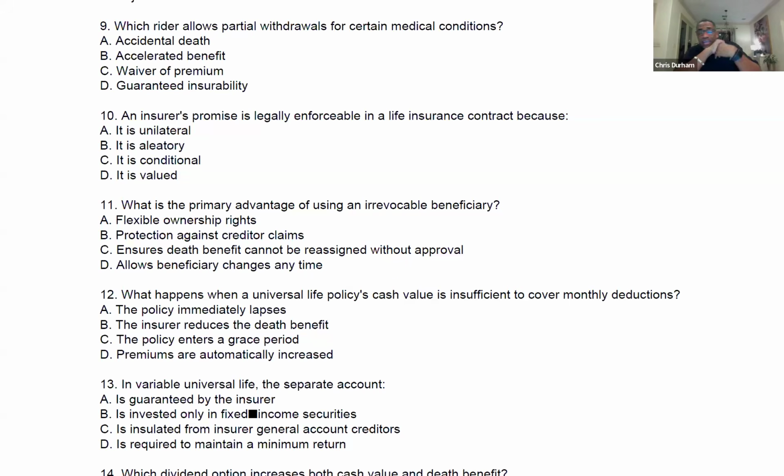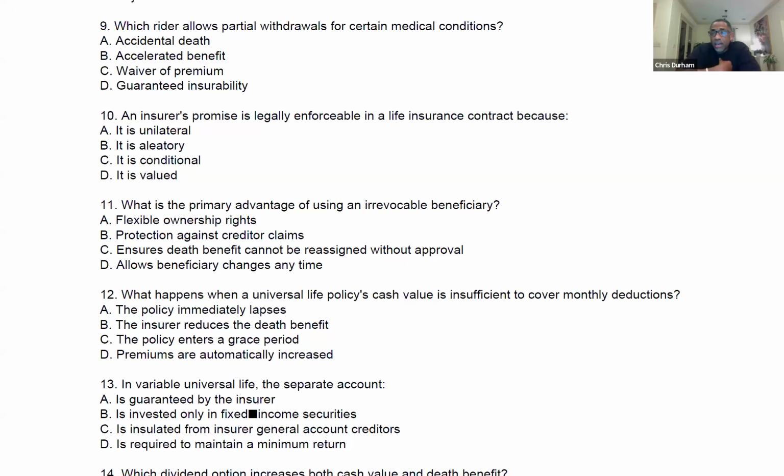The answer is A, unilateral. So it's uni, one. The key word, the way you would have picked this out, is you got to know what they mean. Unilateral, basically, an insurance contract is unilateral because only one side has got to pay. Legally enforceable. So unilateral.